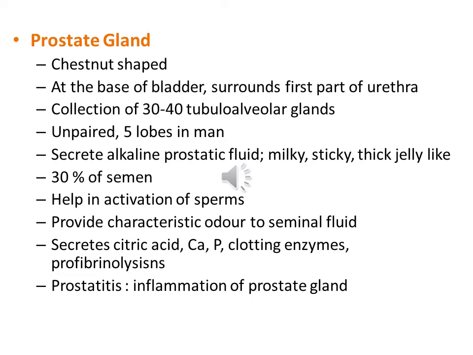Now see here, this point is very important. What is the role of these clotting enzymes and profibrinolysin? Secretions of seminal vesicles and prostate gland help in the coagulation of semen. Semen means the aggregation of sperms and the secretions of these glands. At the time of sexual intercourse, sperms are ejaculated along with the secretions of these glands. So the secretions of seminal vesicle and prostate gland help in the coagulation of semen.